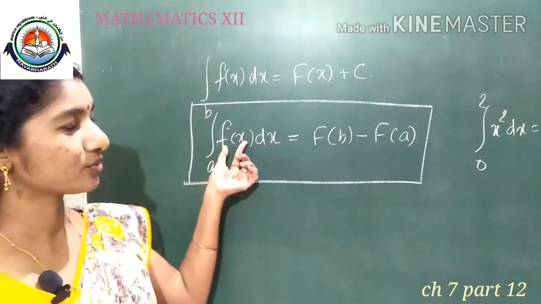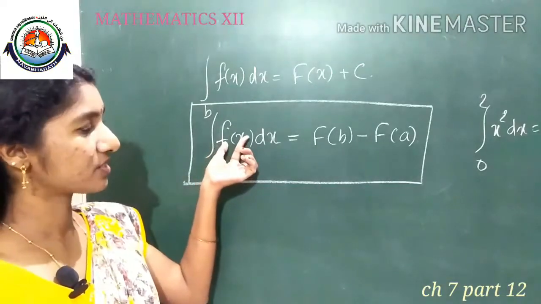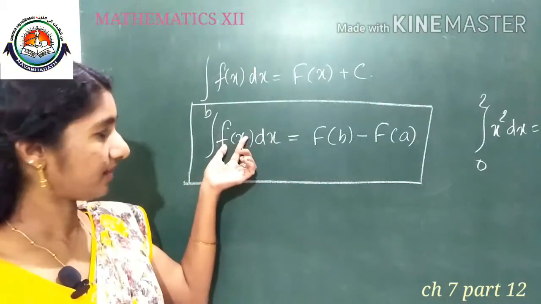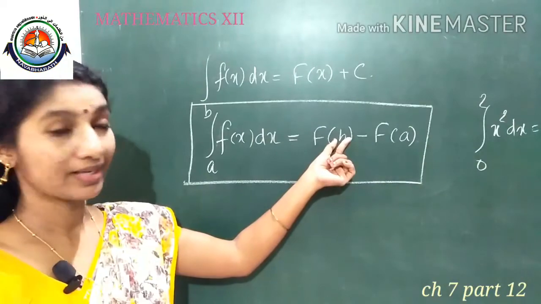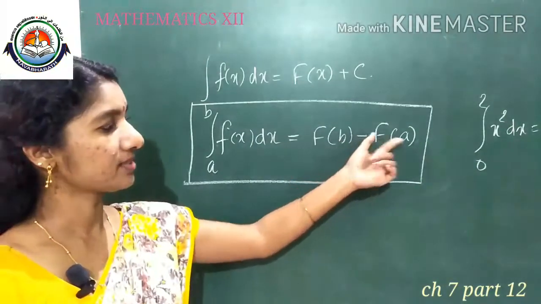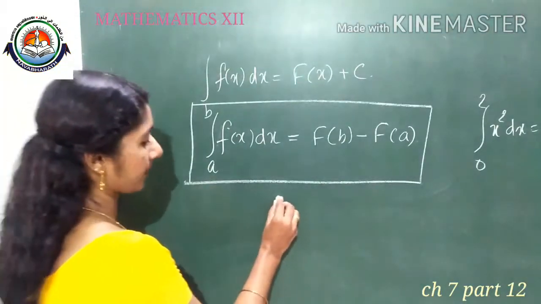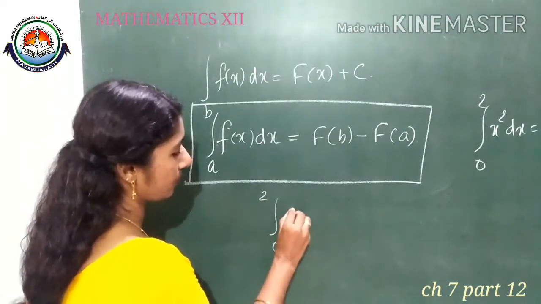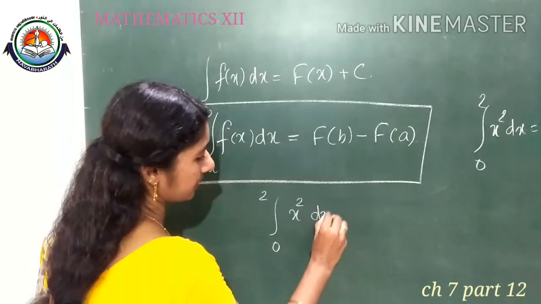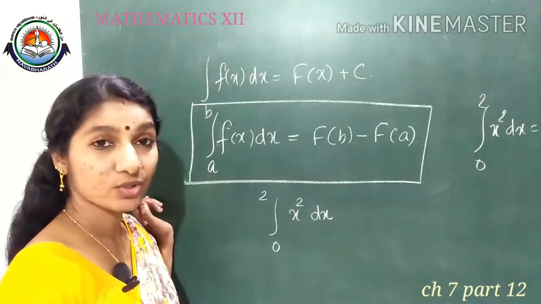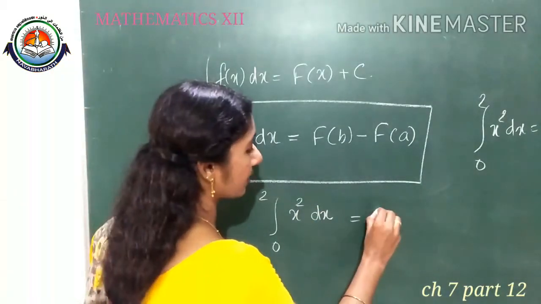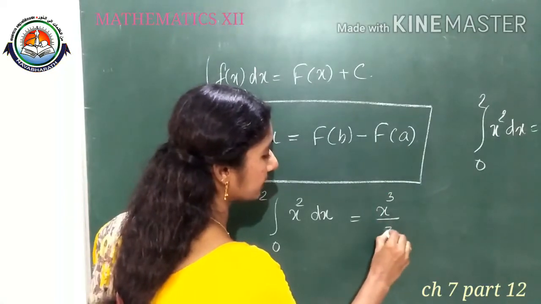So, what we need to do to get this value? First we need to find the integral value, then give the upper limit for the function minus the lower limit for the function. So, for this question, integral 0 to 2 x square dx. What is integral x square? Integral x square is x cube by 3.